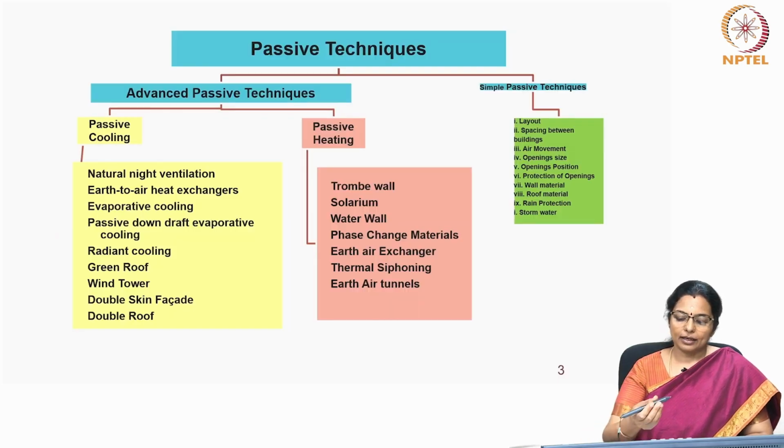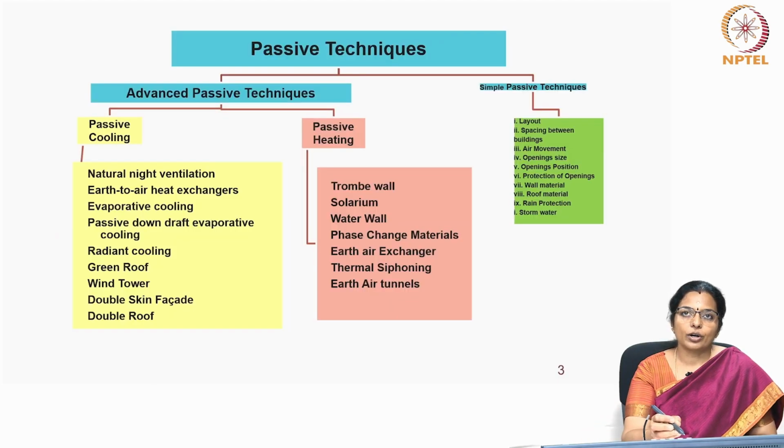So, we will look at advanced passive strategies this time. Again I reiterate, what are advanced passive strategies? Strategies that require a separate contraption to collect, store and disseminate heat, or vice versa, are called advanced passive strategies. Under advanced passive strategies, you have passive cooling and passive heating strategies.